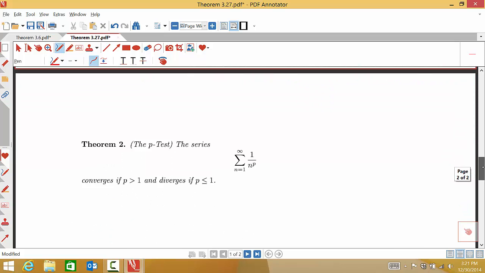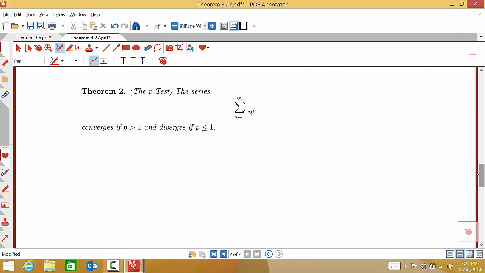Now the reason this is good is this gives us some very important things like the p-test. The p-test says the series of 1 over n to the p converges if p is greater than 1 and diverges if p is less than or equal to 1. Now in calculus you might have proven this or seen this argued by using the integral test. Now of course we haven't proved a thing about integrals, so we can't use that. But the beauty is this Cauchy condensate test is exactly what we need.